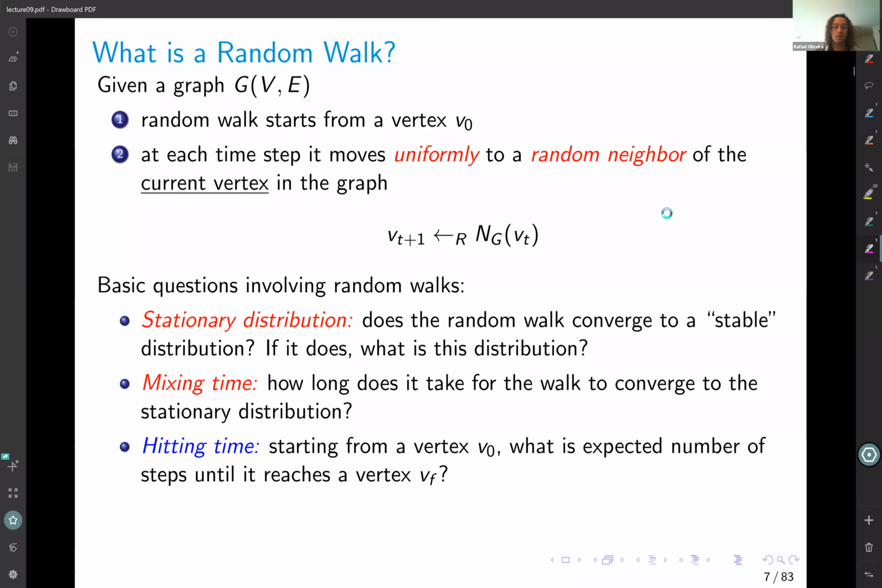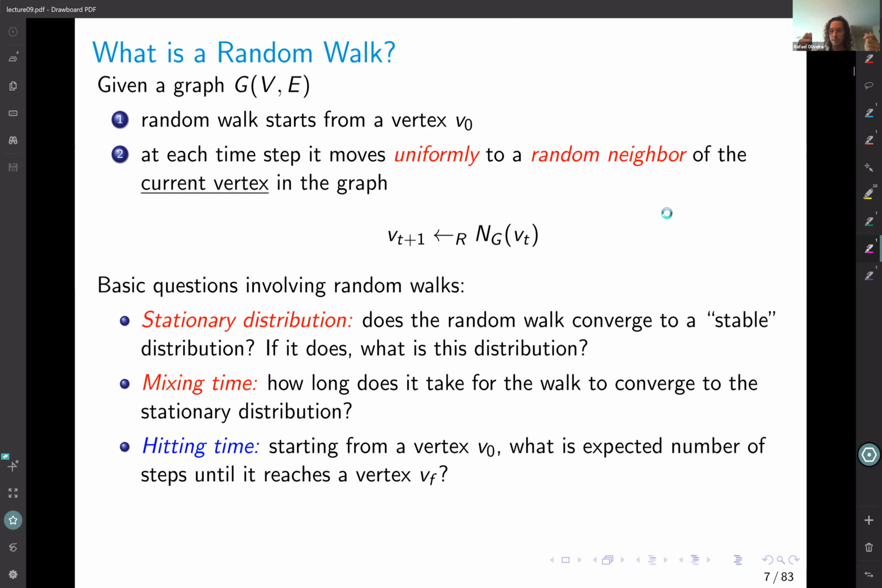And there's another question, which we're also going to see today, which is the hitting time. Suppose that I start from a vertex V naught. What is the expected number of steps until it reaches a vertex VF? Does that make sense?